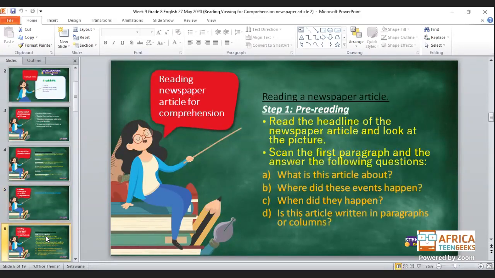So, reading a newspaper article. Step one is called pre-reading. If you are wondering what it means, you can use what we learned last week about prefixes, that the prefix pre means before. So this means that pre-reading is what you do before you actually read. So what do you do? During the pre-reading, you read the headline of the newspaper article and you look at the picture.